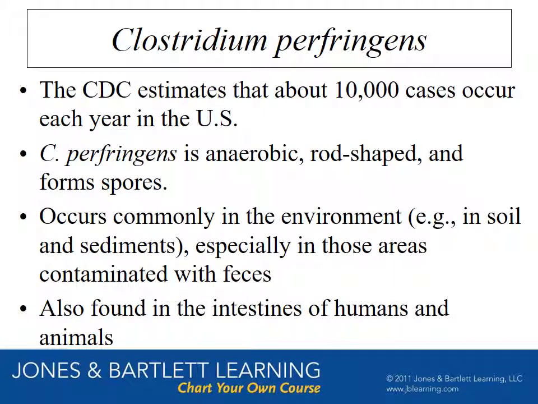Clostridium perfringens, which is the same genus but a very different species of bacteria, is also a bacteria that grows in anaerobic or non-oxygen conditions, but it's commonly found in soil and areas contaminated with feces. It's found in the intestines of humans and animals.